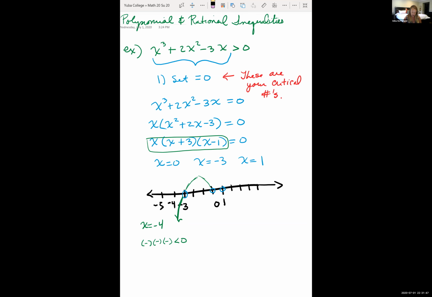I would tell them to choose a number between that critical number and the next critical number. So you would choose some number between -3 and 0. If I chose x equals -1 and plugged it into the factored form, which is a little faster: -1 is a negative number, -1 plus 3 is positive, -1 minus 1 is negative. So notice this does give us something that's above the x-axis.